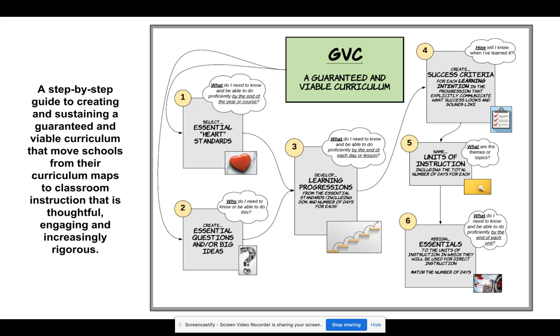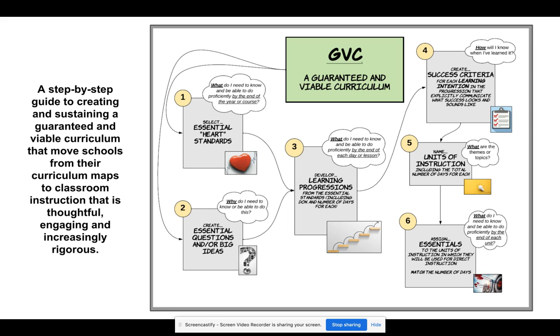So here's kind of a step-by-step guide to creating and sustaining this GVC that takes us from maps to actual instruction that's thoughtful, engaging, and increasingly rigorous. And if you start with a GVC, obviously the first thing you need to do is define what those essential HEART standards are. What do I need to know and be able to do by the end of the course?